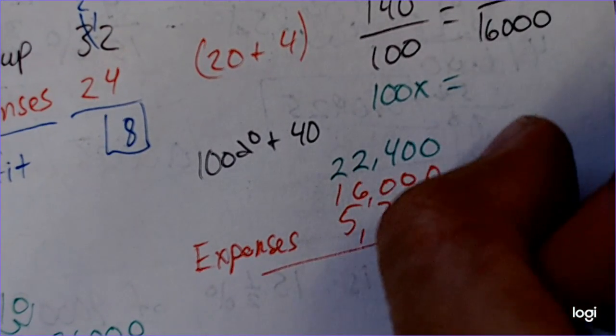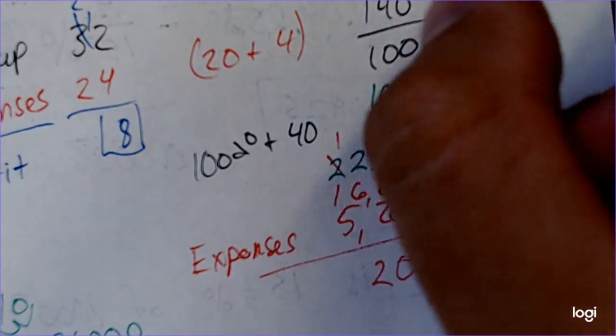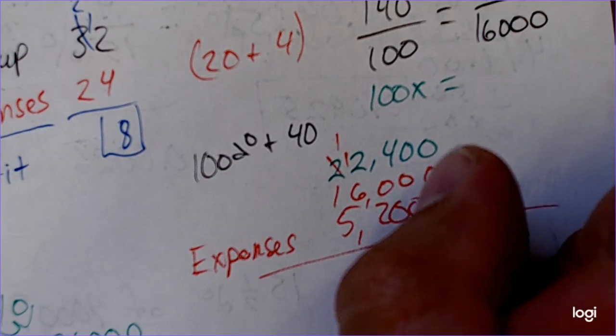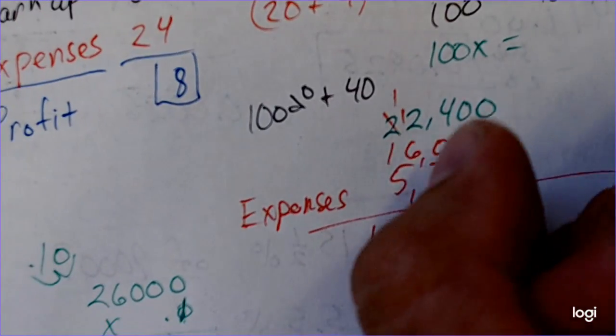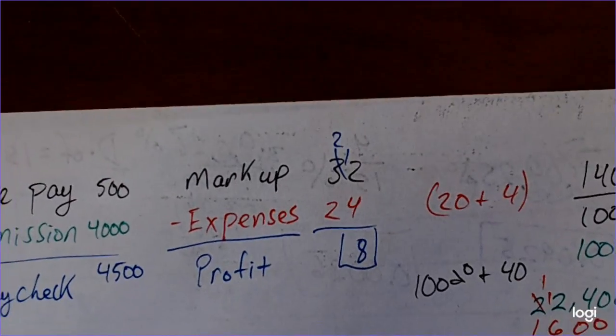Zeros cancel. 4 minus 0 minus 2 is 2. Let's see here. We have to borrow. 12 minus 6 is 6. 6 minus 5 is 1. And then 1 minus 1 is nothing. So it looks like her profit is $1,200. Okay? So that's not a whole lot if you're running a store, so maybe she needs to adjust some stuff in her store. But that's the gist of it.